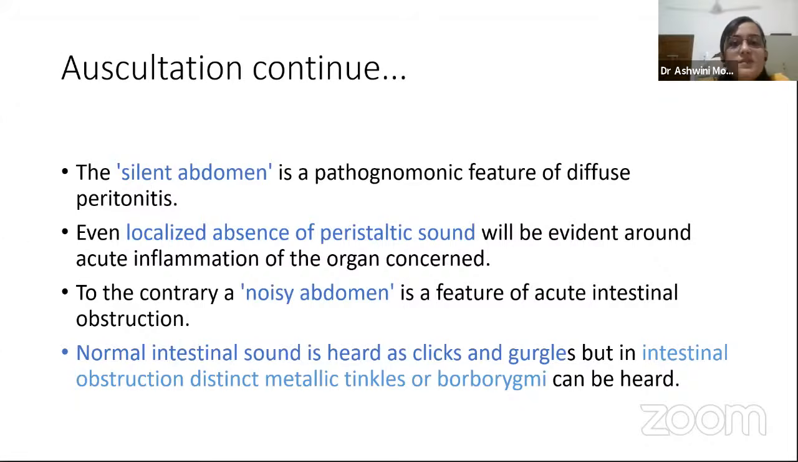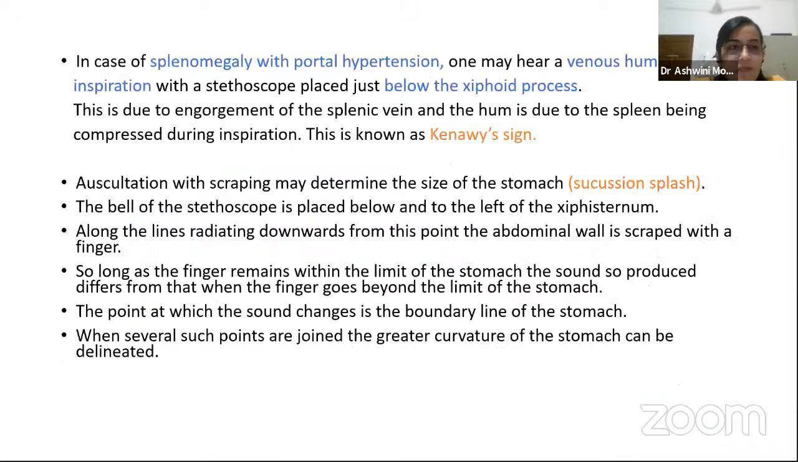The silent abdomen is a pathognomonic feature of diffuse peritonitis. Even localized absence of the peristaltic sound will be evident around the acute inflammation of the organ concerned. On the contrary, a noisy abdomen is a feature of acute intestinal obstruction. In acute intestinal obstruction, there will be hyperperistaltic bowel, and that will create a noisy abdomen. Normal intestinal sound is heard as clicks and gurgles, but in intestinal obstruction, distinct metallic tinkles or borborygmi will be heard.